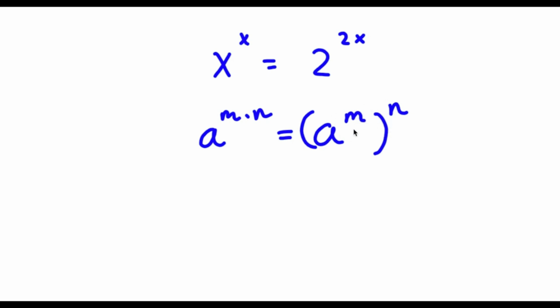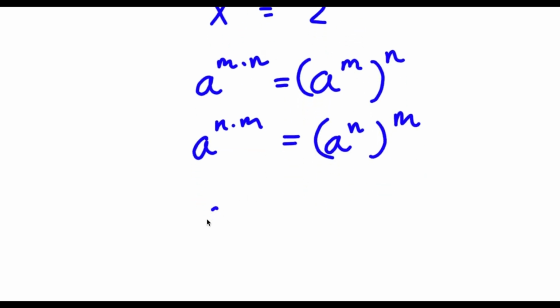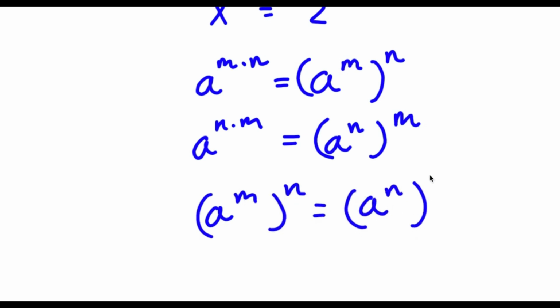And if I have something in the form a to the power of m to the power of n, well, we know that a to the power of m times n is the same thing as a to the power of n times m, right? These two are the same thing because m and n are interchangeable. So if a to the power of m times n is equal to a to the power of m to the power of n, this means that a to the power of n times m is going to equal a to the power of n to the power of m. And this also means that a to the power of m to the power of n is equal to a to the power of n to the power of m.